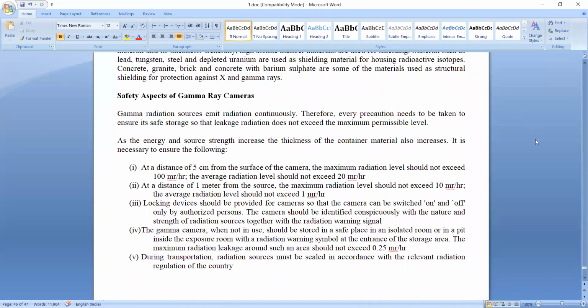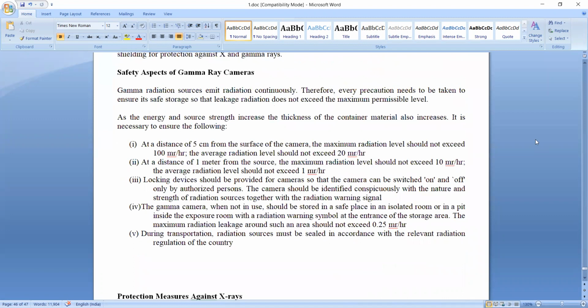Next, safety aspects. This is for gamma rays and X-rays. We are using two kinds of radiation in radiography. One is gamma rays and the second one is X-rays. Now, what are the different preventive measures we have to take in case of gamma rays, in case of X-rays? We have to study here. First one, gamma ray aspects. What are the different factors we have to consider while conducting gamma ray radiography?